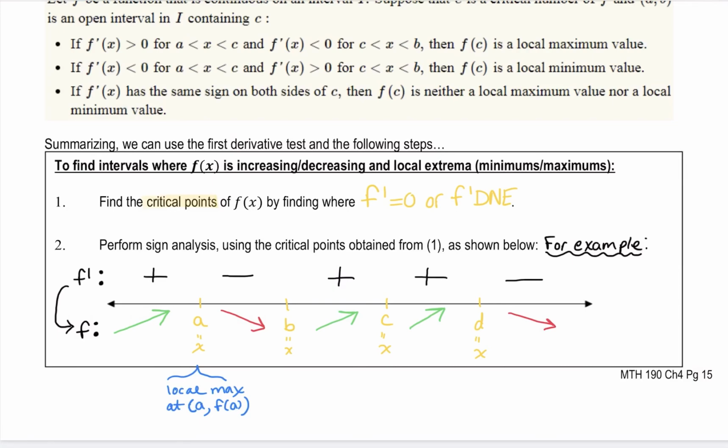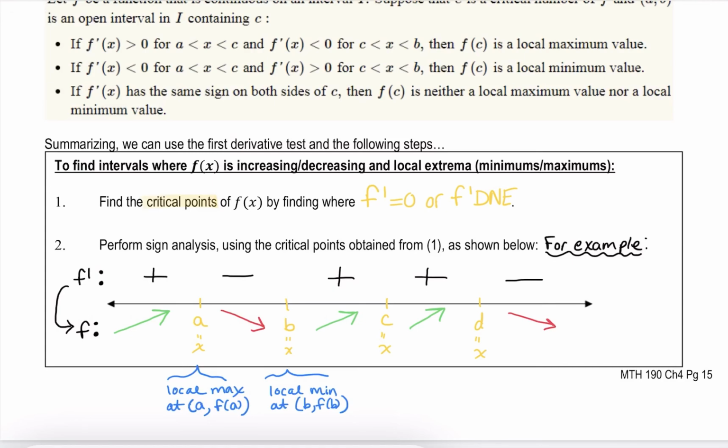Now, if we change from decreasing to increasing, that is going to tell us that we are going to have a local minimum at, again, x equals b, and to actually find that min value, you sub it back into the original function.